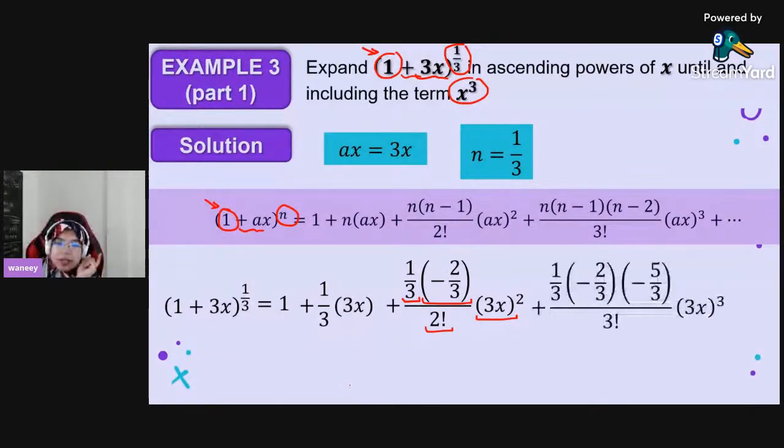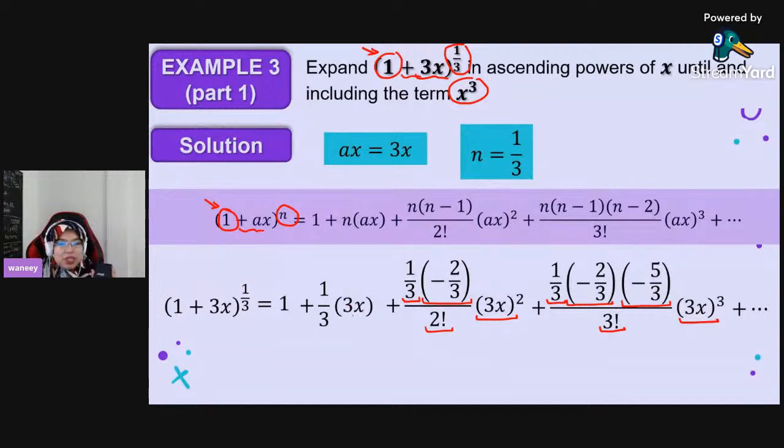Plus n minus 1, n minus 2, over 3 factorial, ax cubed. And then don't forget you have to write down plus dot dot dot. Now we are going to try to simplify them. Make sure you have your calculator with you.